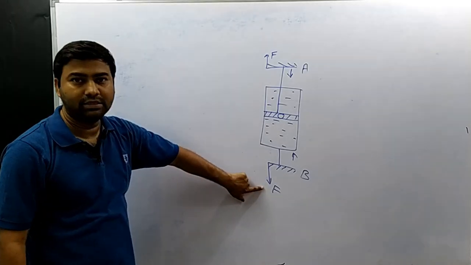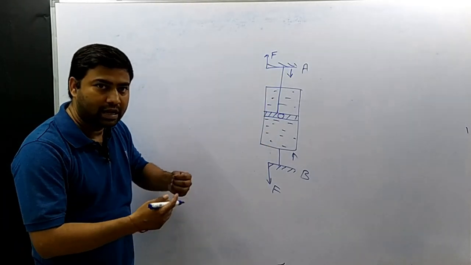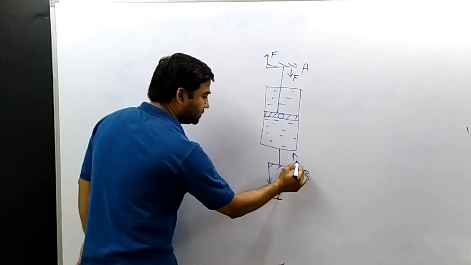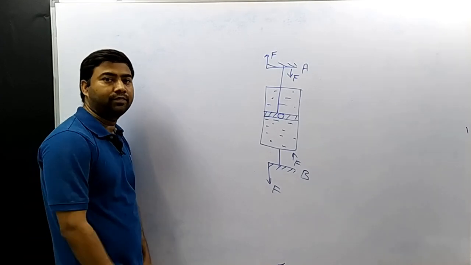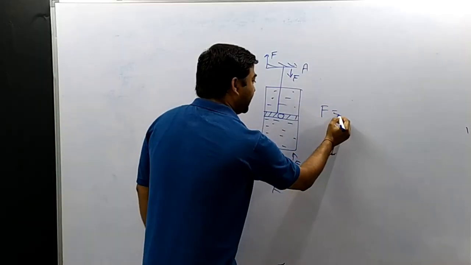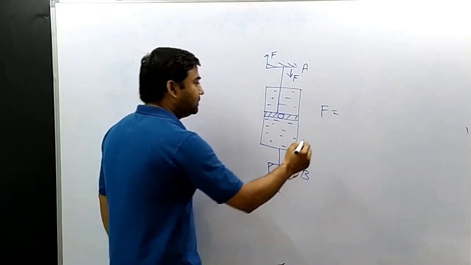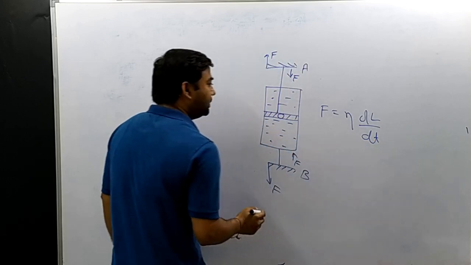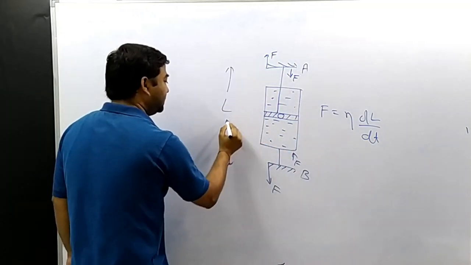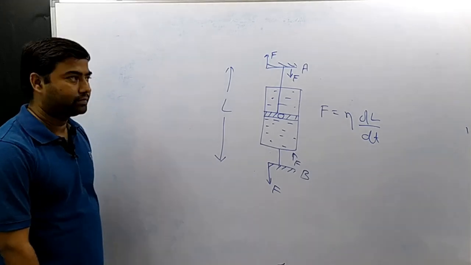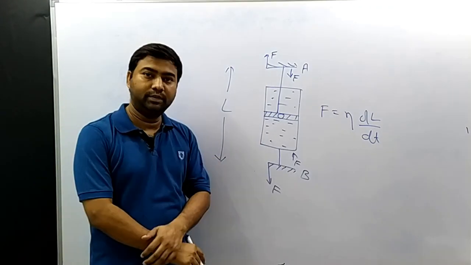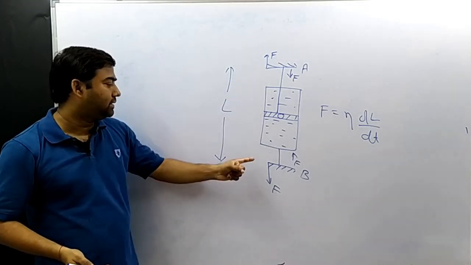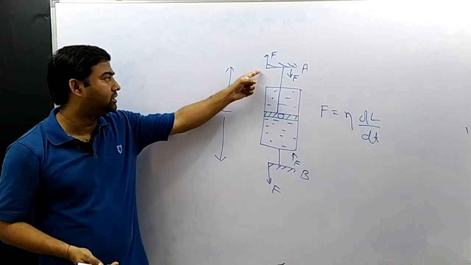So at this end, external force is applied in this direction, and the damper is applying equal and opposite force at both ends in opposite direction. So this force applied by the damper is given by eta dL by dt, where L is the distance between end A and B. So dL by dt is the relative velocity of end A with respect to B or end B with respect to A.